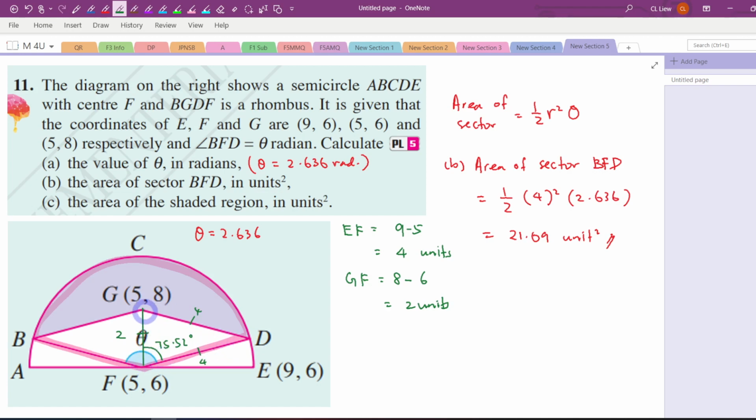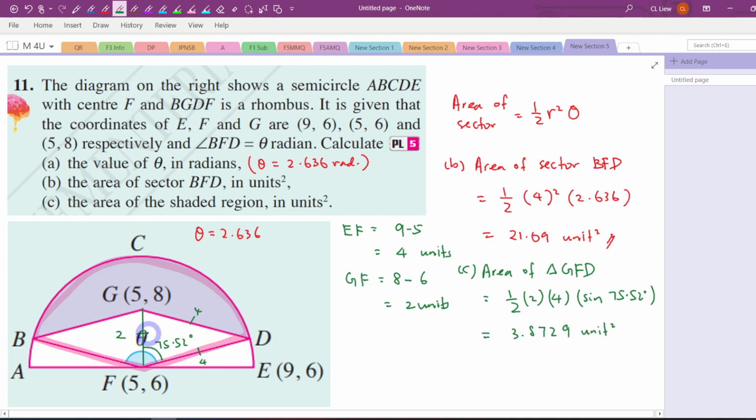Now, how do we find the area of this triangle? Area, this is for part C, area of triangle GFD, 1 over 2 times 2 times 4 times sine 75.52. Still remember, you learned this in Form 4 solution of triangle. 1 over 2 times 2 times 4 times sine 75.52. Okay, 3.8729.